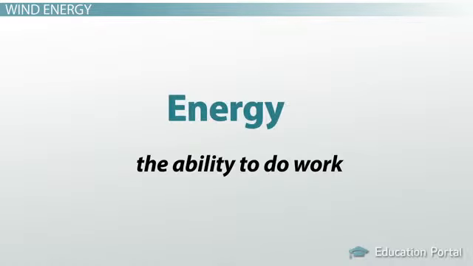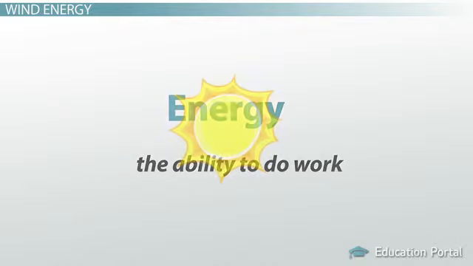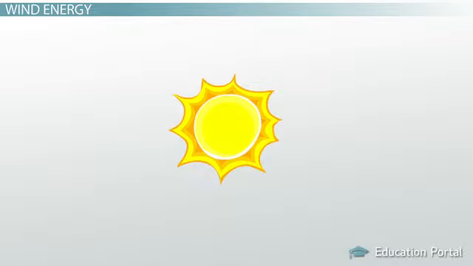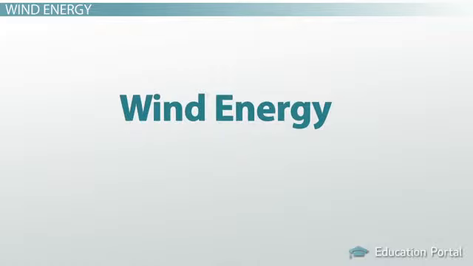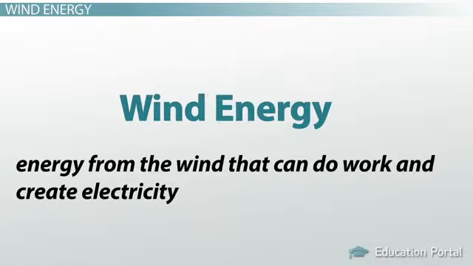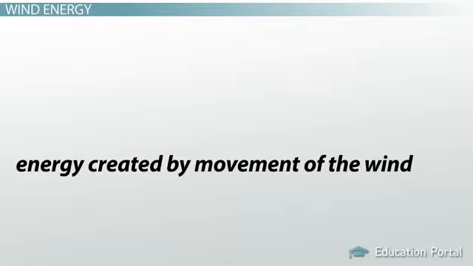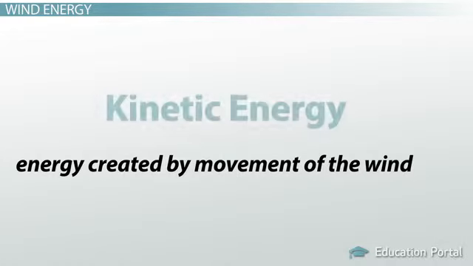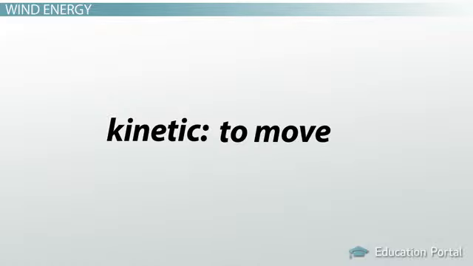Energy is the ability to do work, and we learned that wind is moving air created by the heat of the sun. Wind energy can be simply defined as energy from the wind that can do work and create electricity. When we talk about energy created by movement of the wind, we're talking about kinetic energy. You can recall this term by remembering that the word kinetic originates from the Greek language and means to move.